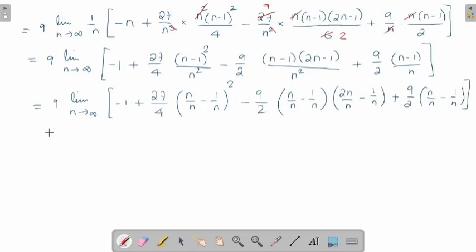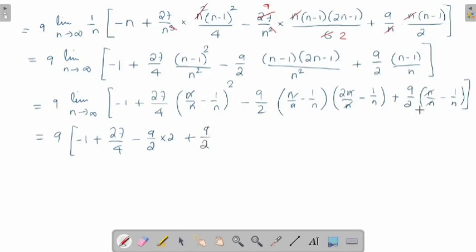Let's close the bracket. Alright, so we have 9. Now see the cancellations here. So now substitute the value of n, so it becomes minus 1 plus 27 by 4. So let me directly write its value. It is 1 minus 0 whole square, which is just 1. Minus 9 by 2. Now put the value of n to be infinity. This is 1 minus 0. So 9 by 2 into 1 is 9 by 2 itself. And here we have 2 also, remember. So it becomes into 2. Plus we have 9 by 2, the last one.